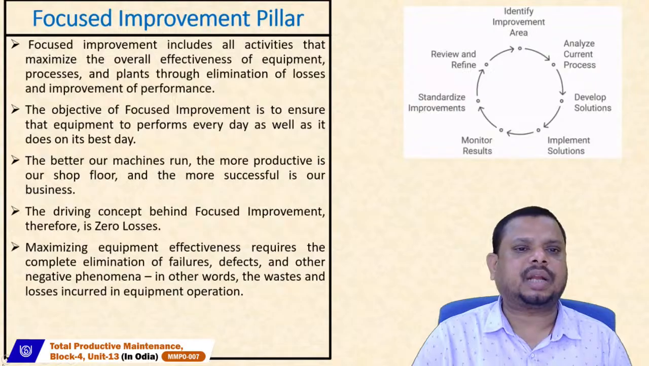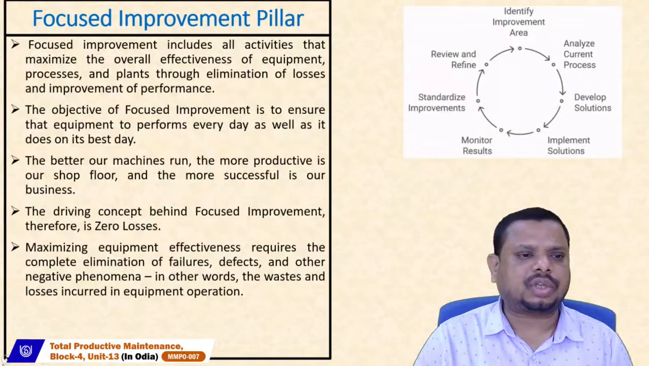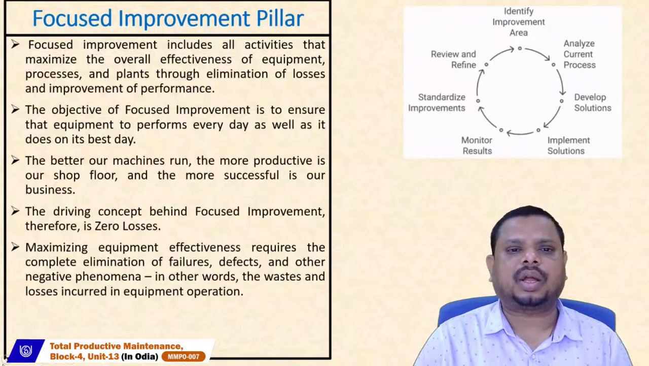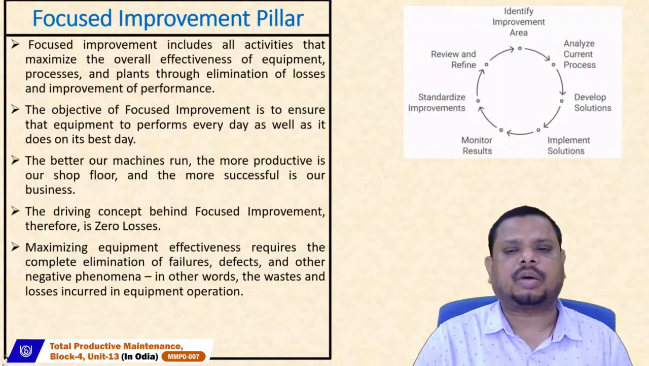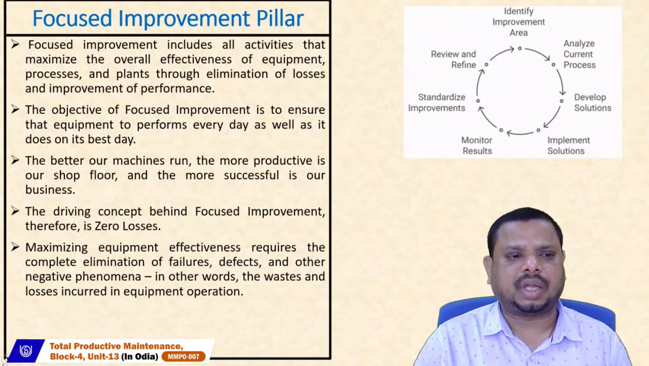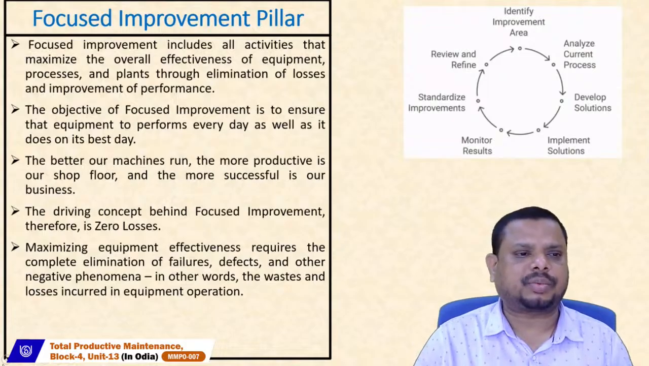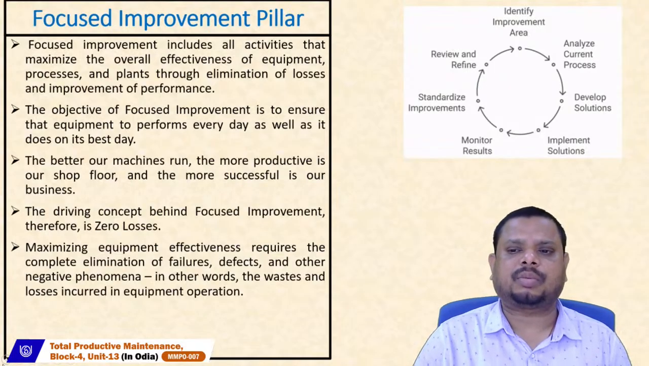Moving to the next one, the second pillar we have is known as the focused improvement pillar. So the focused improvement pillar includes all the activities that maximize the overall effectiveness of equipment, process, and plant through the elimination of losses and improvement of performance. That means the overall efficiency or effectiveness of equipment. They can easily focus on maximizing the efficiency of process and plant through the elimination of losses, and the last one is improvement of the performance.